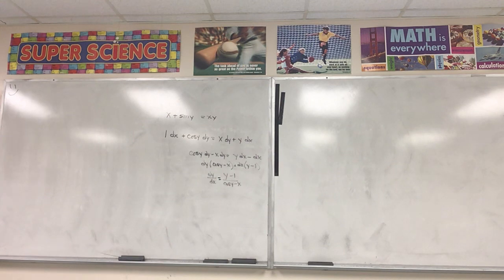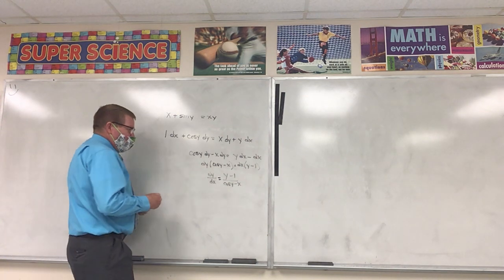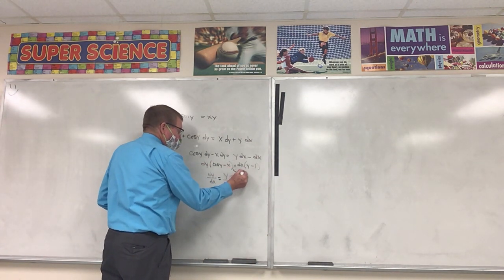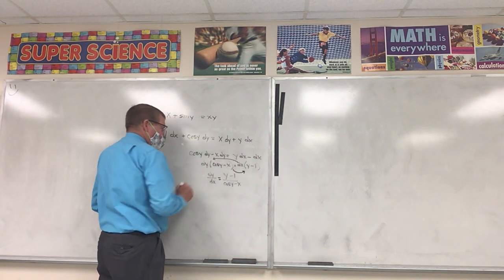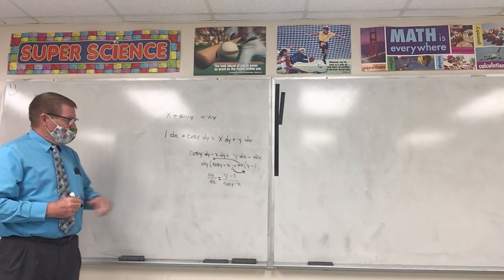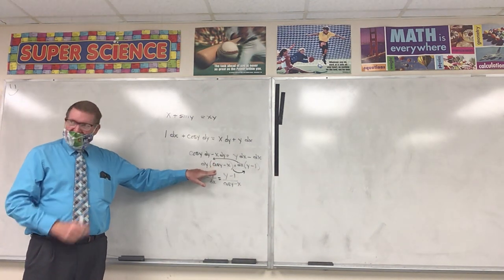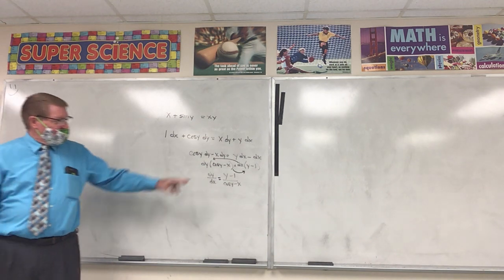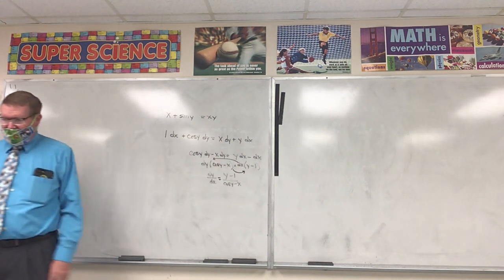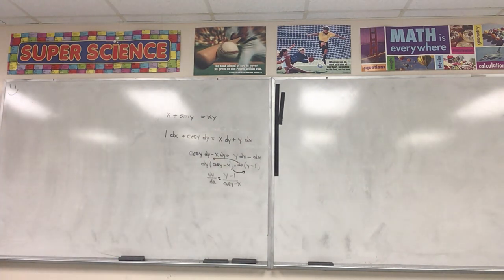So then shouldn't cosine minus x be on top? No, because I'm taking this over here, and I'm taking this over here. So to get it from this side to that side, I gotta divide by it. And to get this from this side to that side, I gotta divide by it. Okay. Let's look at another one.